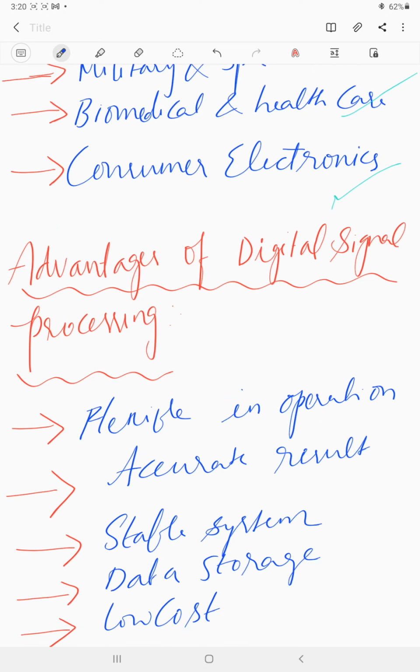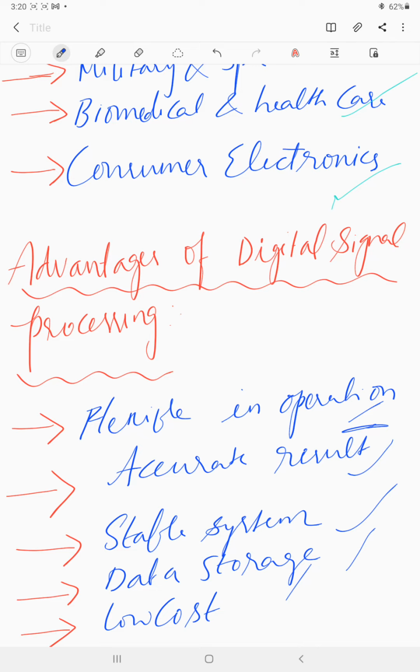Compared to analog signal processing, digital signal processing can perform complicated signal processing operations. Here are the advantages: flexible in operation, accurate results, stable system, data storage, low cost. Analog signal processing is not flexible. In signal processing and system design it is complex, and if you have a complex system, then the system will be expensive.